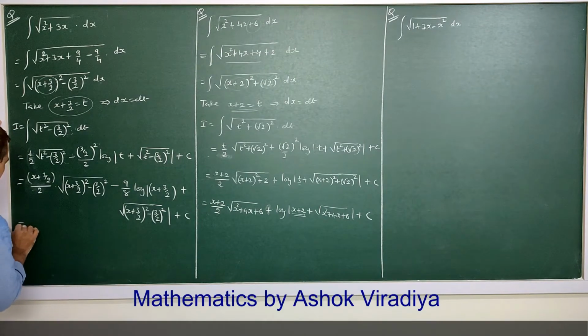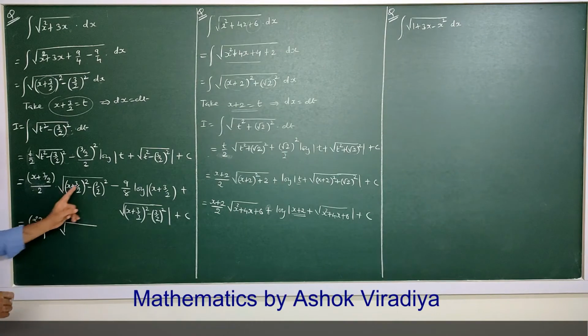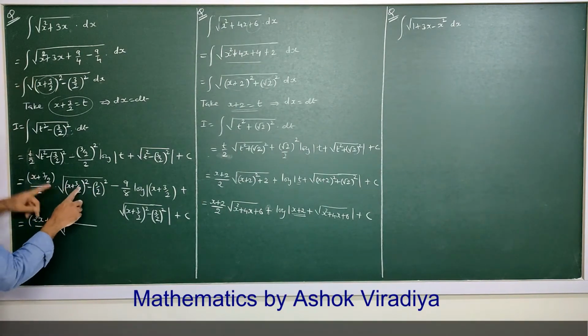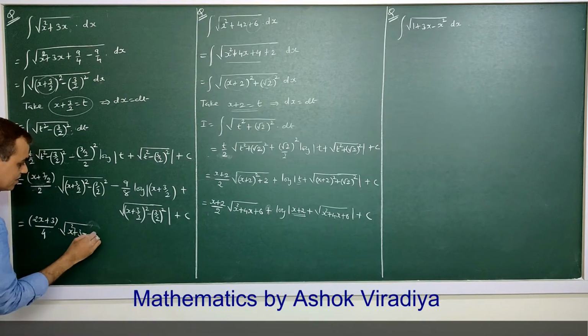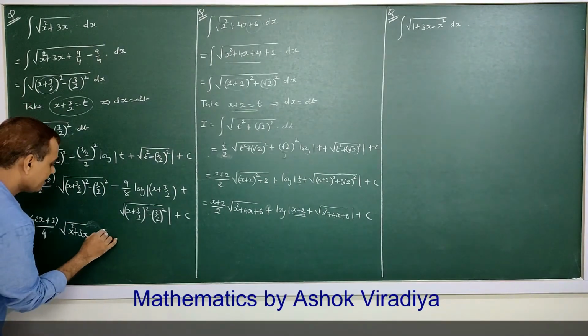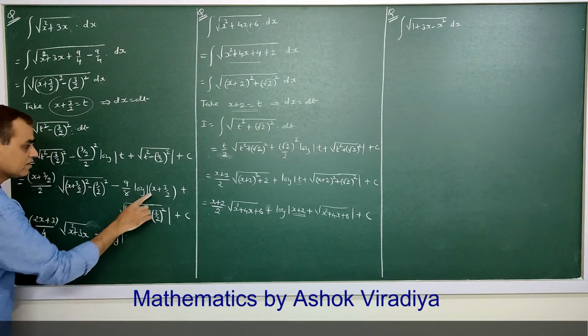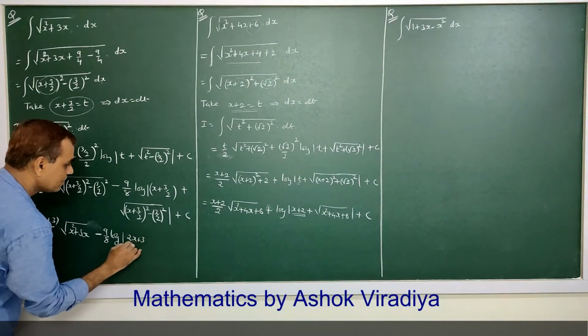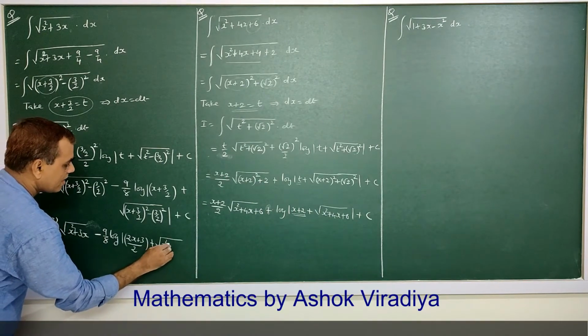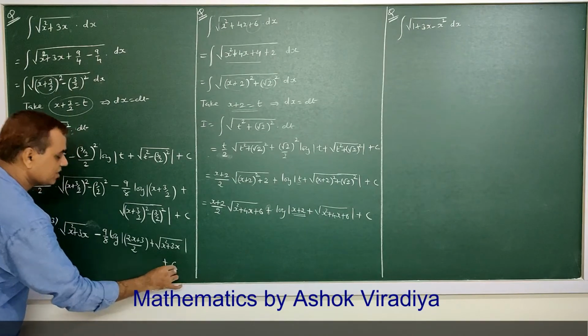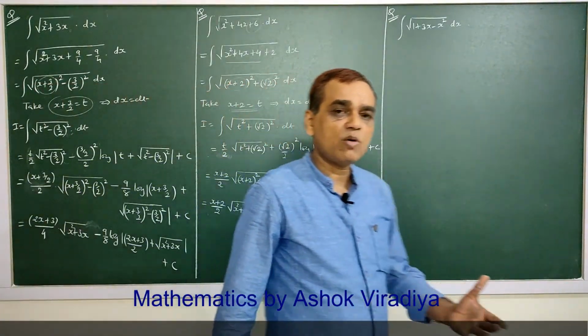So its simple form will be 2x plus 3 by 4 square root of, and its original form is x square plus 3x, minus 9 by 8 log mod 2x plus 3 by 2 plus square root of x square plus 3x, plus c. So this is the required integral.